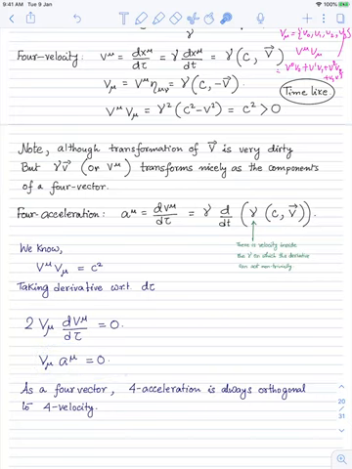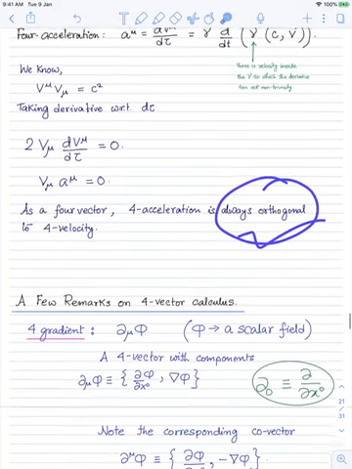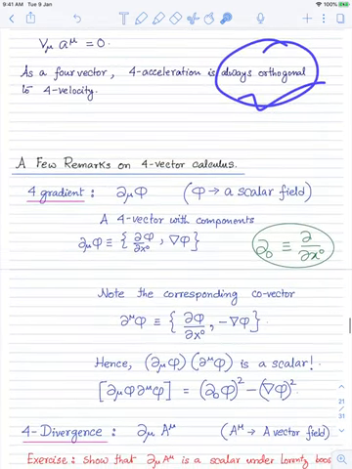So in the 4 vector sense, the 4 velocity and 4 acceleration are mutually perpendicular, in the sense that their inner product vanishes. So in this sense, they are mutually orthogonal. Okay, so very good. That's something.